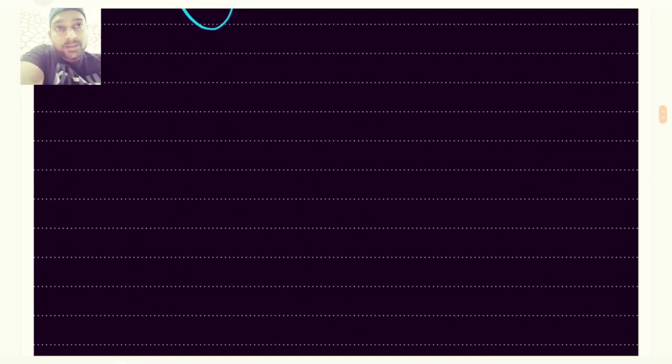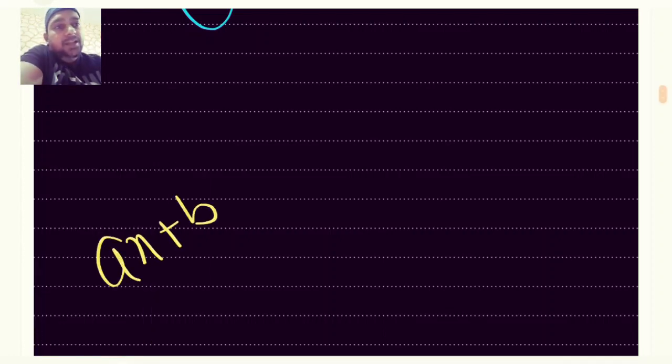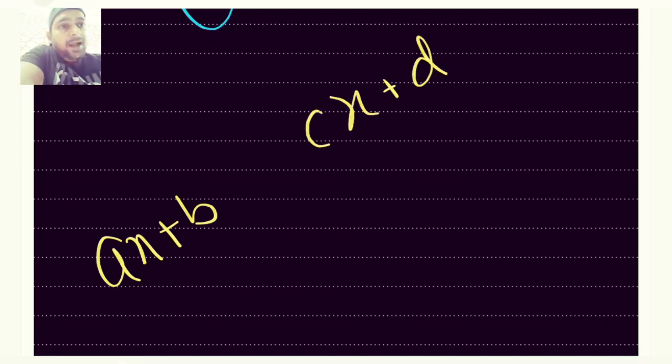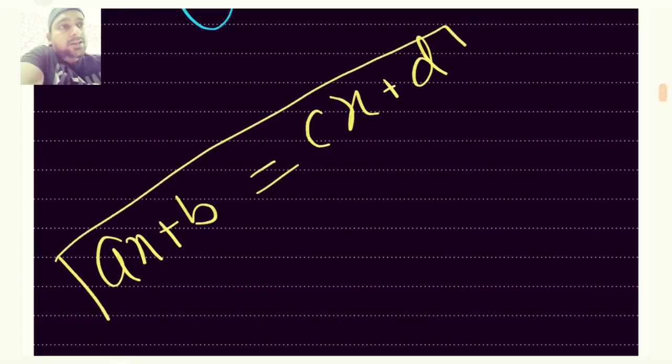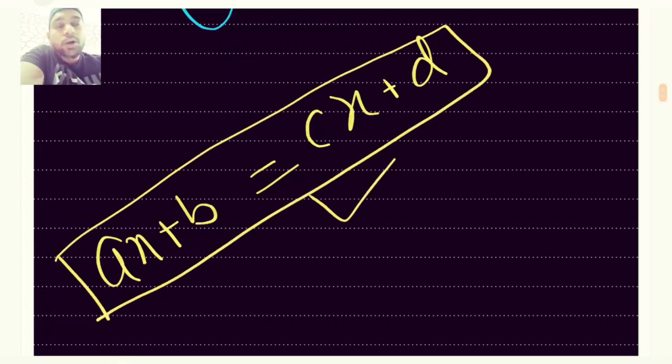So what are equations? According to mathematics, what is an equation? In mathematics, an equation is a statement that asserts the equality of two expressions, right? Suppose I take one expression as ax plus b, another expression as cx plus d, and when they are equated to each other, then they form an equation. So this is an equation.